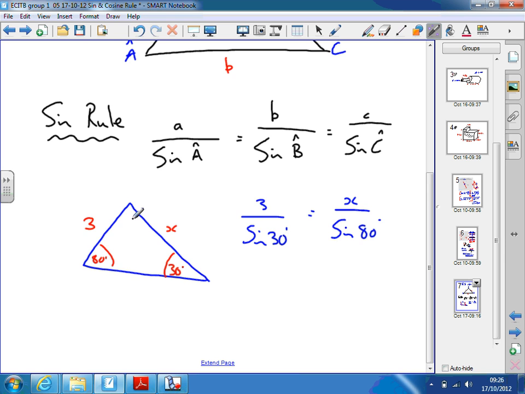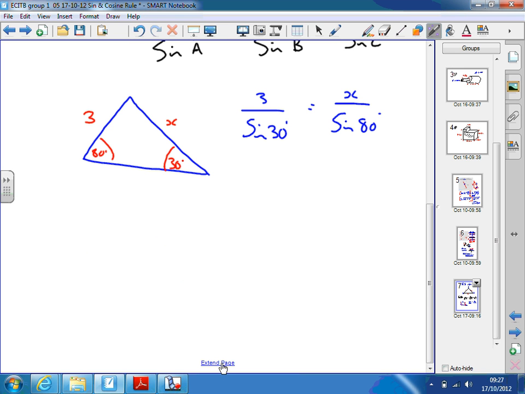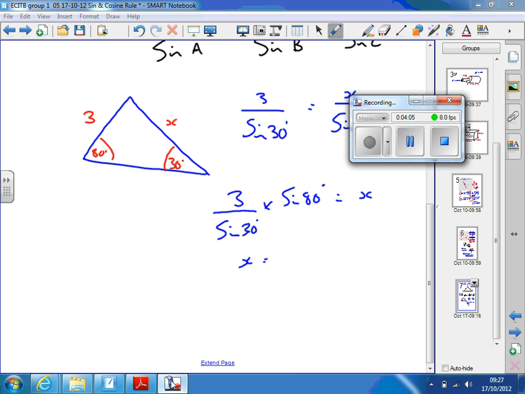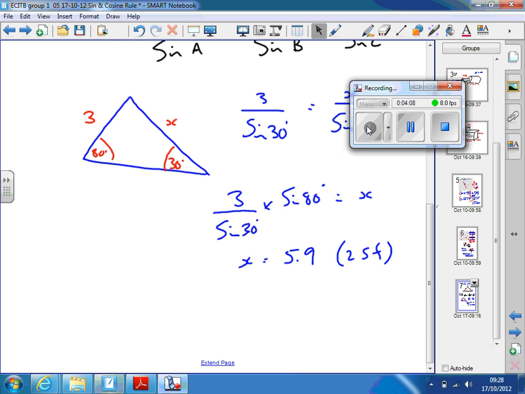I've got to get x, so multiply both sides by sine 80: 3 over sine 30, multiplied by the sine of 80, equals x. And now get the calculator out and work it out. So x equals 5.9. x is 5.9 to two significant figures, which is an appropriate accuracy. Okay?